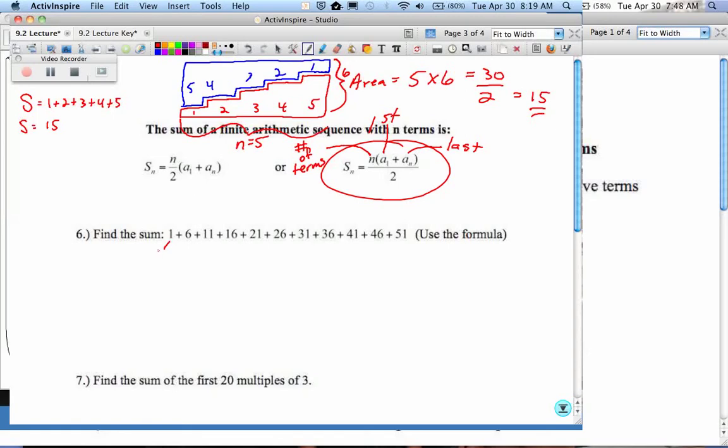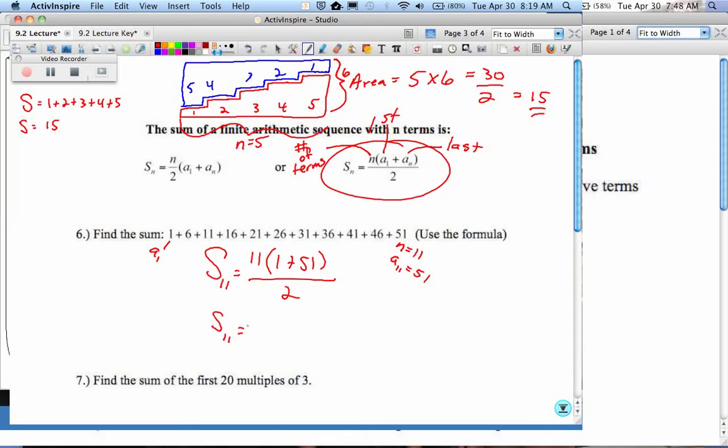So, find the sum. Here's my A sub 1. That's my A sub n. We ended there. So there's 1, 2, 3, 4, 5, 6, 7, 8, 9, 10, 11. N is 11, so this is A sub 11 equals 51. Right? That's all I need for the sum formula. I'm going to sum up 11 terms. So 11 goes there, my first term goes there, my last term goes there, and I divide by 2.